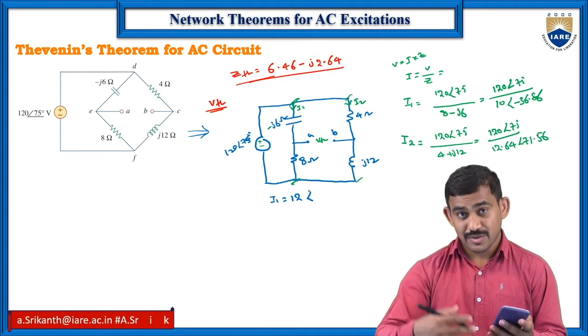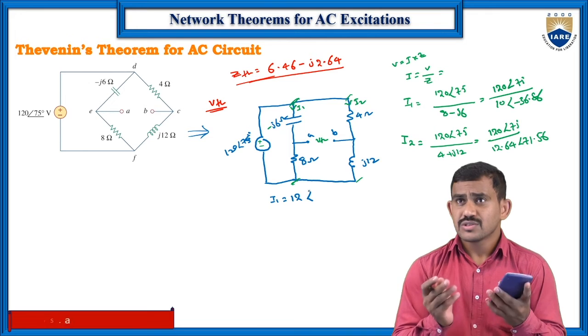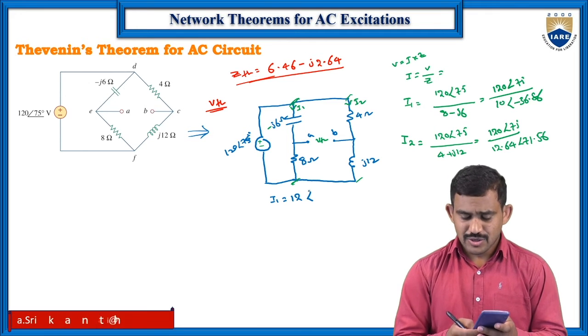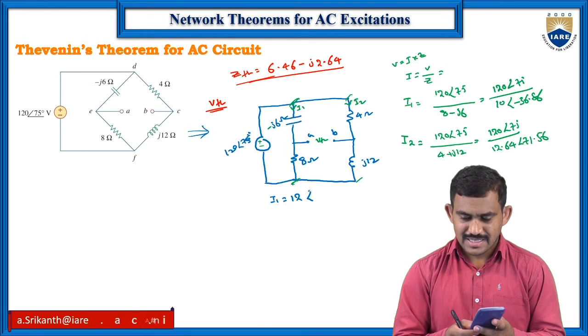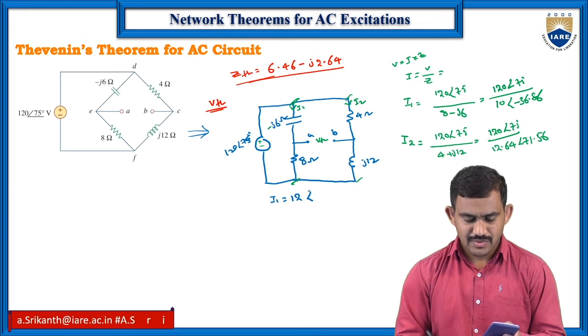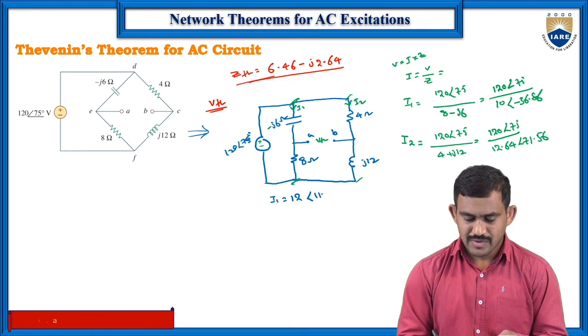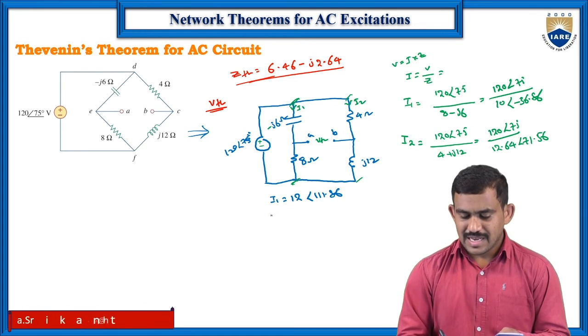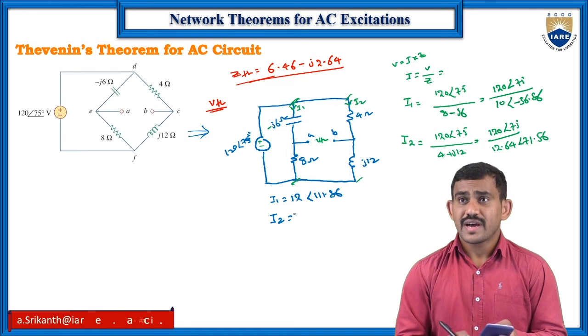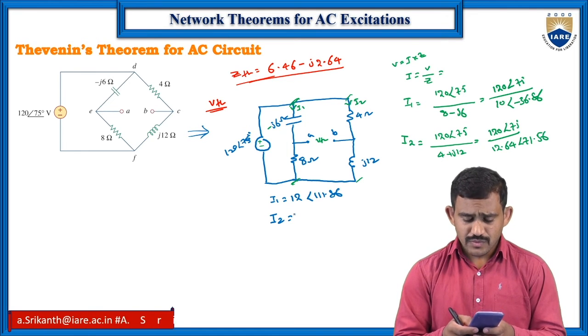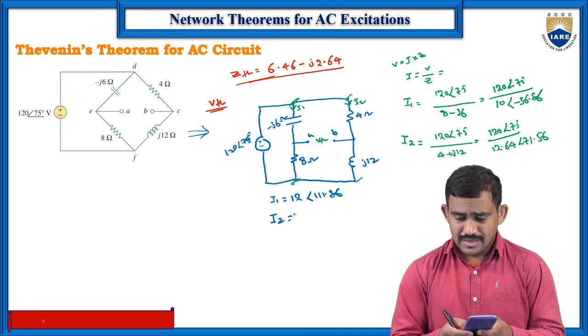So when dividing angles, we need to subtract those values. Here we have minus 36, so minus into minus is plus, so plus 36.86. The value is 111.86. And coming to the I2 value, I2 is 120 divided by 12.64.